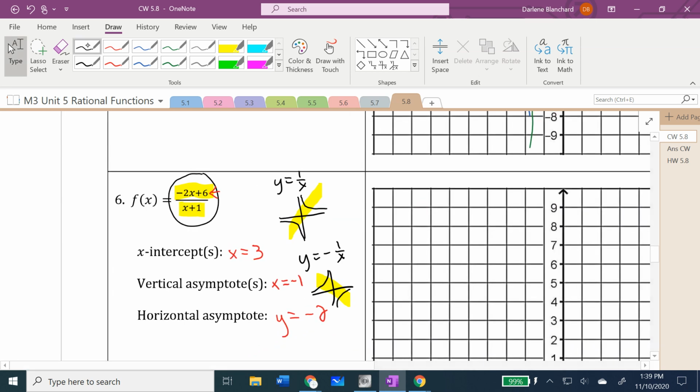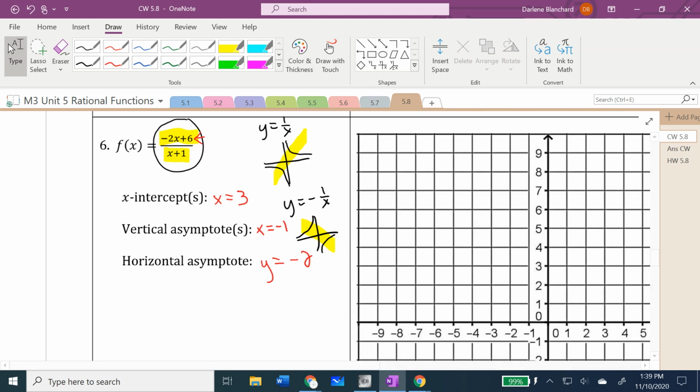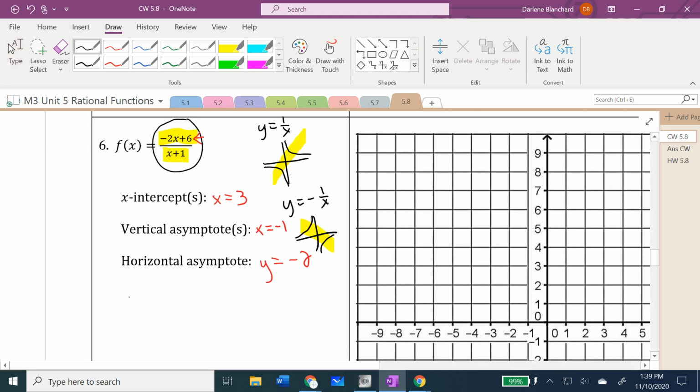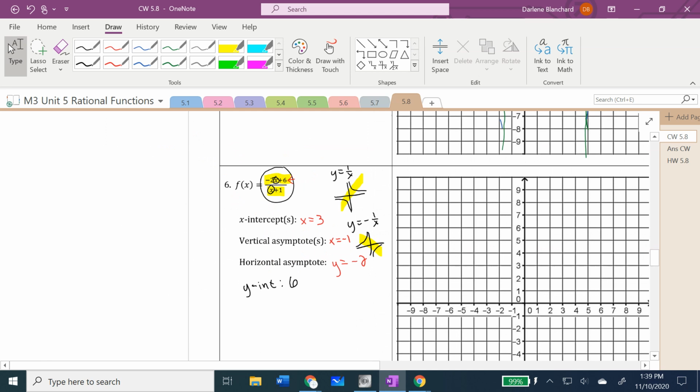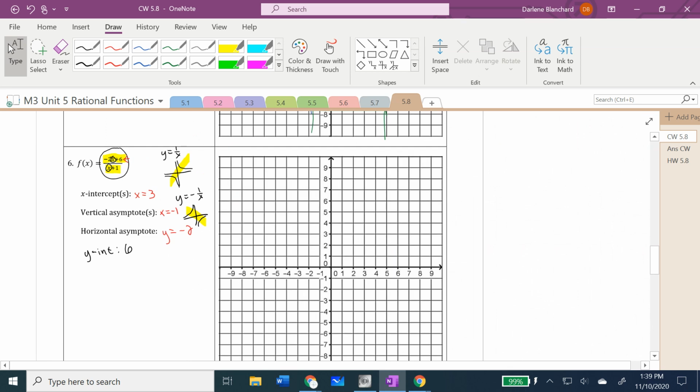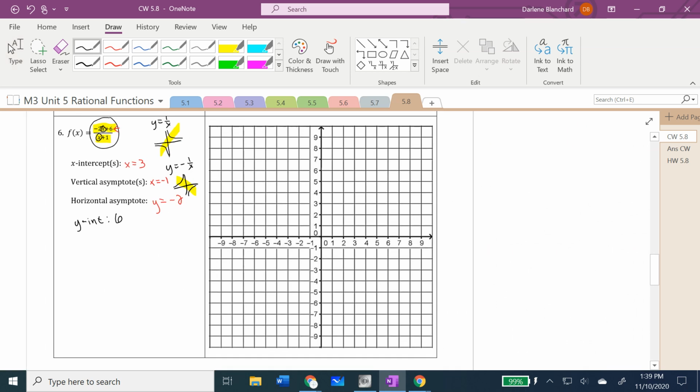Now, if you want to, you can find additional things that I didn't ask for to help you graph. Y-intercept can be very valuable. Mostly it's just an easy to find point. If I plug 0 into my x's, I'm going to get 6. The y-intercepts, again, they're nice because they're easy to find points. They're also important in word problems because they represent the initial quantity that you have.